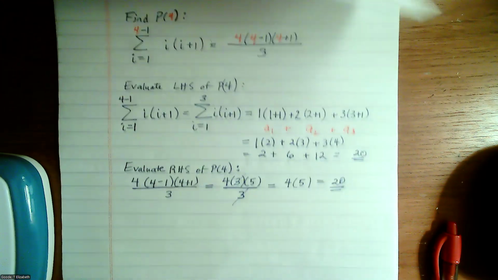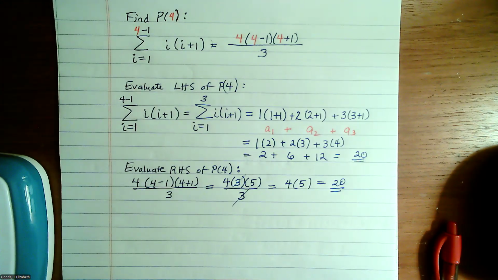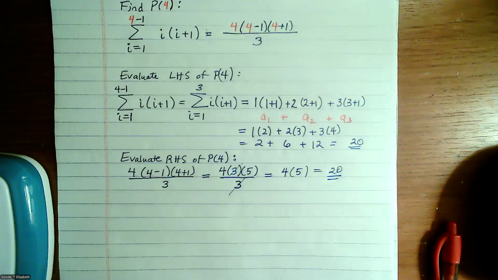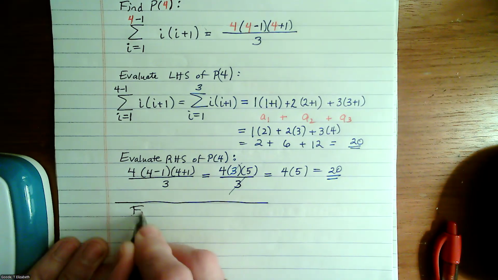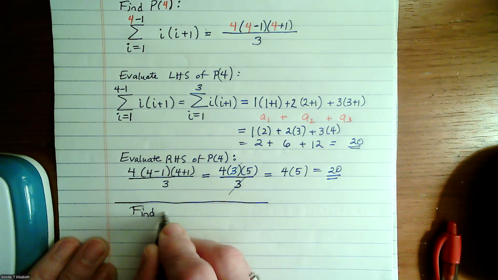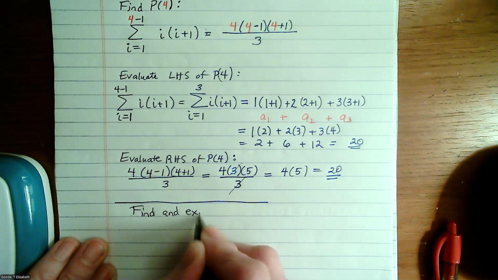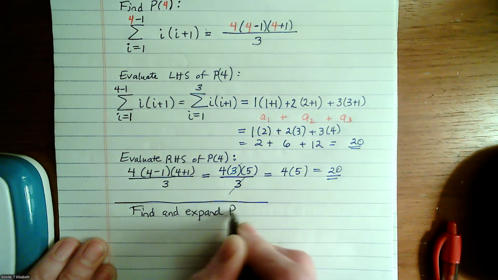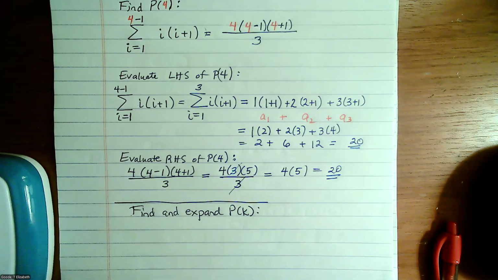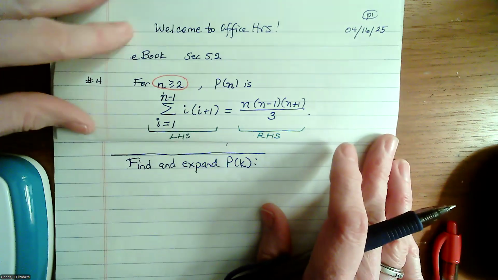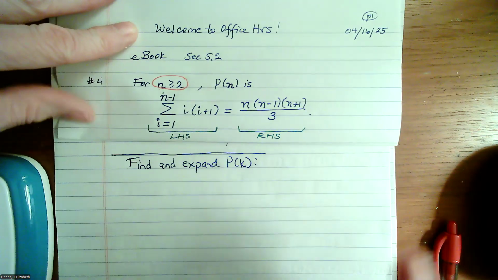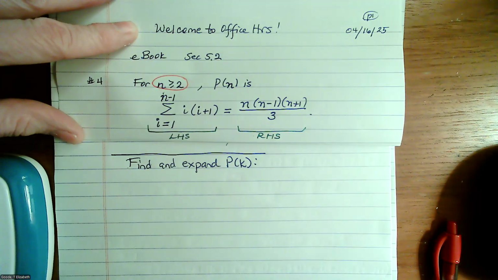All right, so can we look at something a little more abstract, like you had P of k? Yeah, let's do that. Let's find and expand P of k. All right, so we need to see P of n to do this. So there's P of n. P of k looks just like P of n. So we're given P of n, and then we work with that.